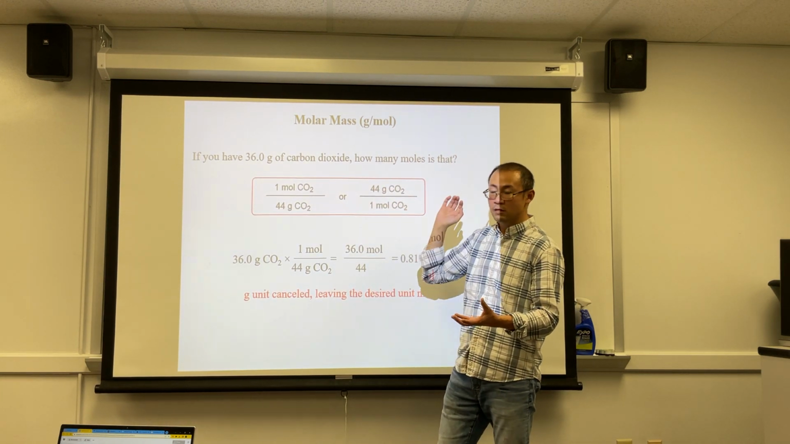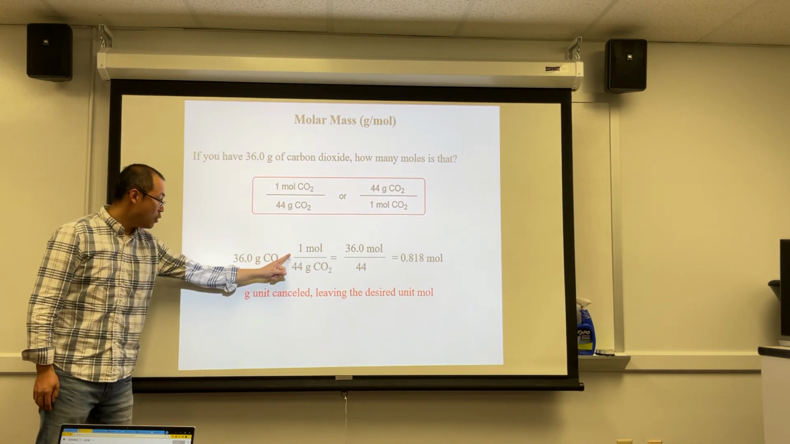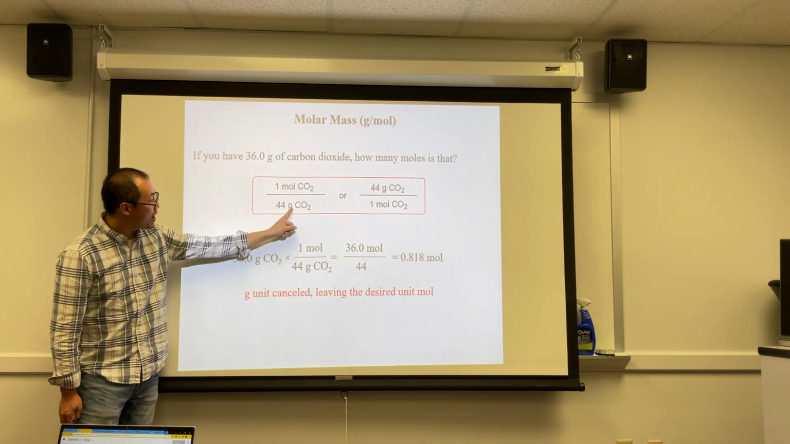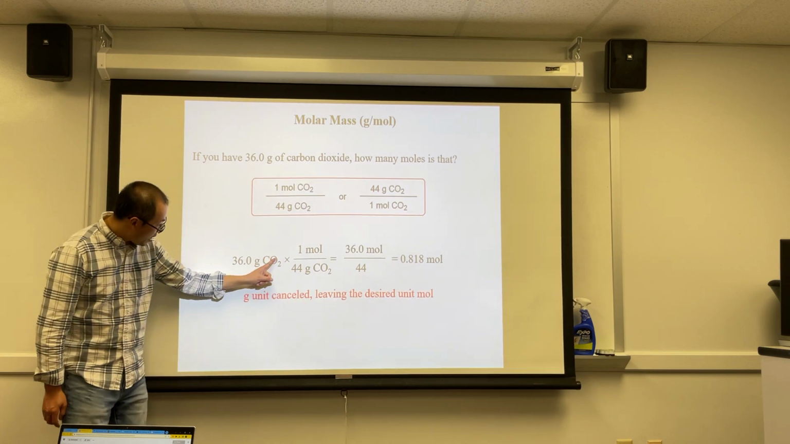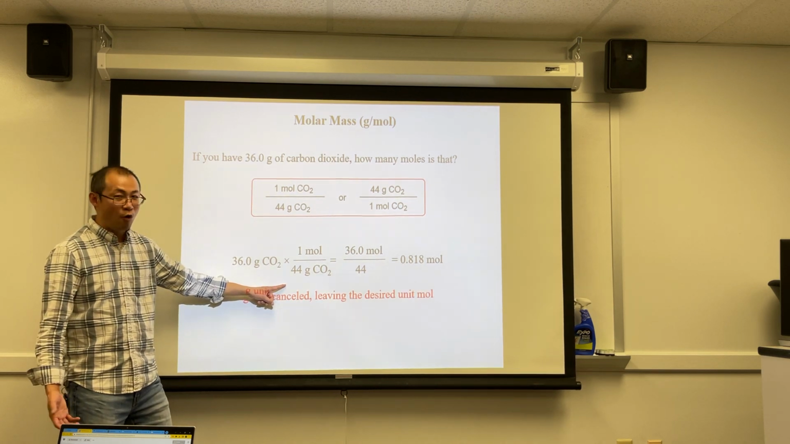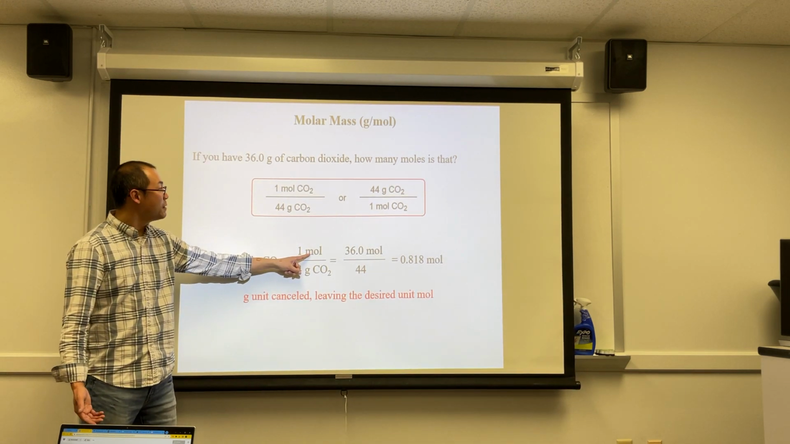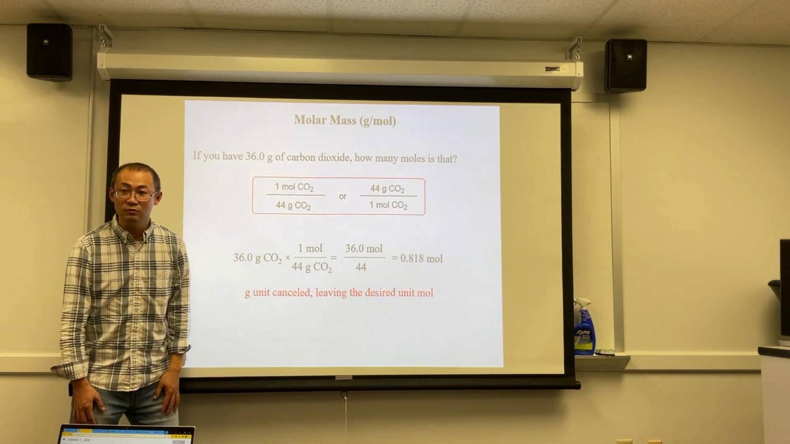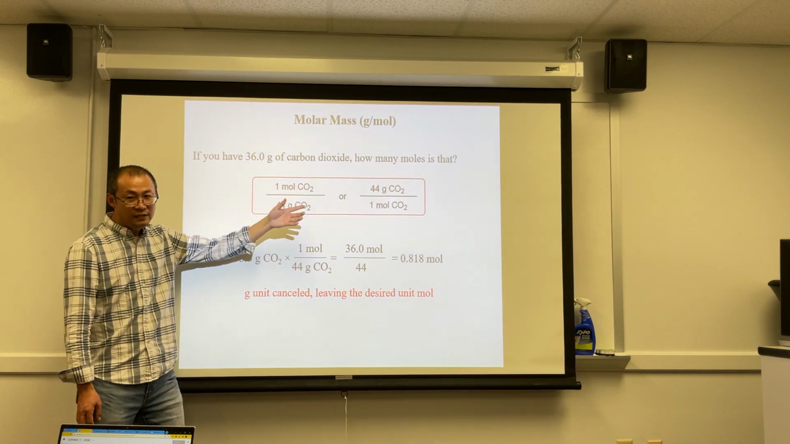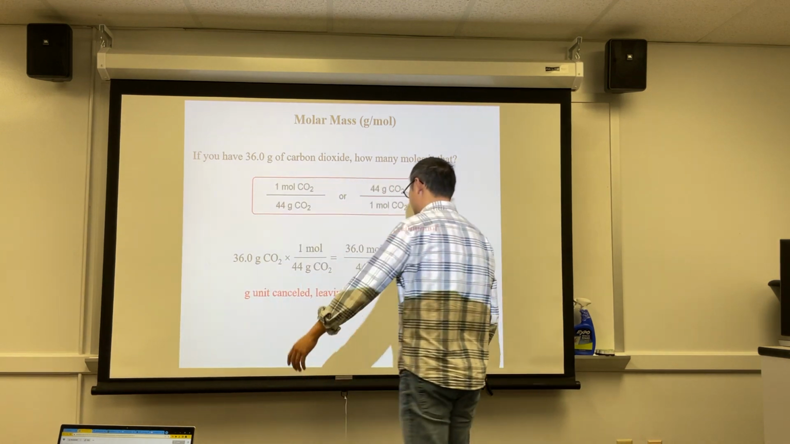You put this aside. I got these two. Then, again, your given is 36 grams. Put it down. Multiply something. Now you choose which one. This one. Why? Because this one, the grams is on the bottom. So grams of CO2 and grams of CO2 can cancel. What we have left is 36 divided by 44, and the unit is mole of CO2, of course. This 1 mole means 1 mole of CO2, right? And again, 36 divided by 44 is in your calculator. So the answer is this many moles.